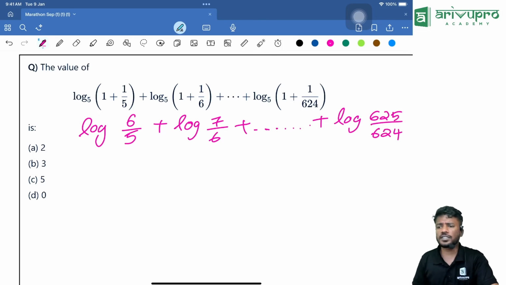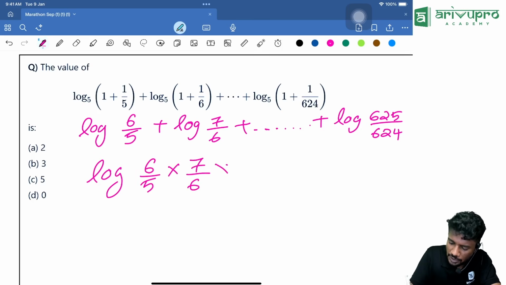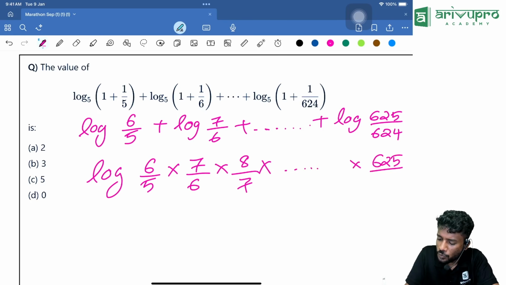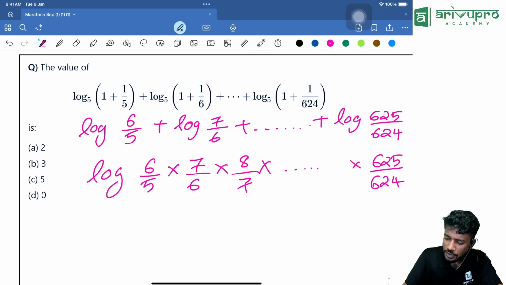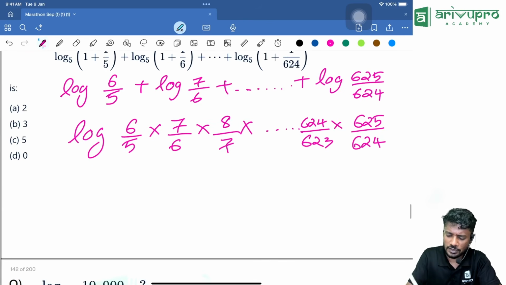Now, if you are using the property of logarithm, can I write it as log of 6 by 5 into 7 by 6 into, next number will be what? According to you, it will be 8 by 7, into and so on. The last number is what? 625 divided by 624. What do you think might be the previous number? It would have been 624 divided by 623. That would have been the case. Now, if you look into it, what all things are getting cancelled off?